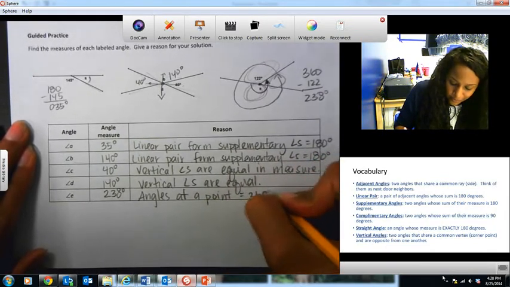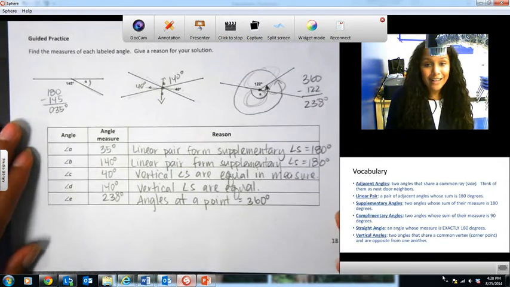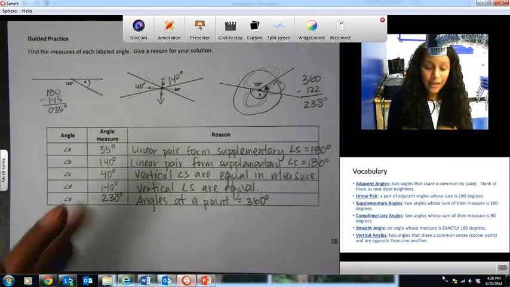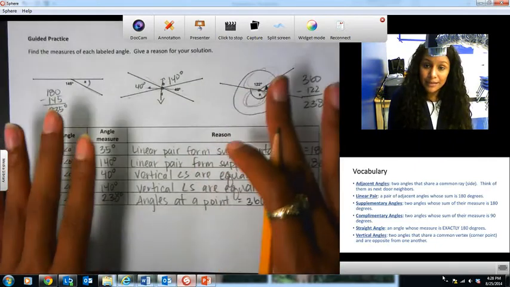Now, like I said, this is the beginning. This is the foundation of everything we're going to be doing in this big idea. So it's very important that you understand this basic foundation of information before we can build our house of unknown angles on top of it.